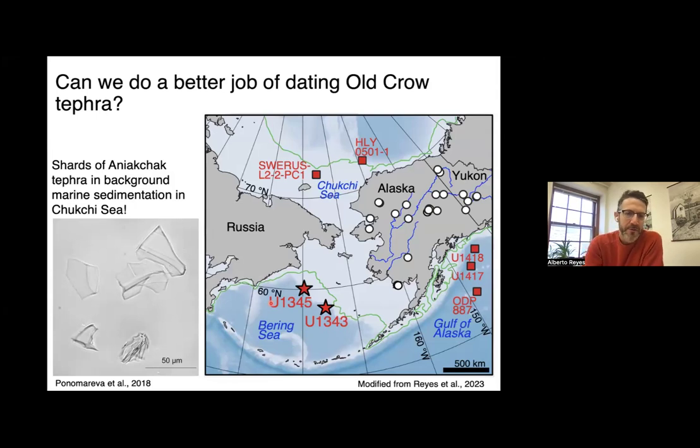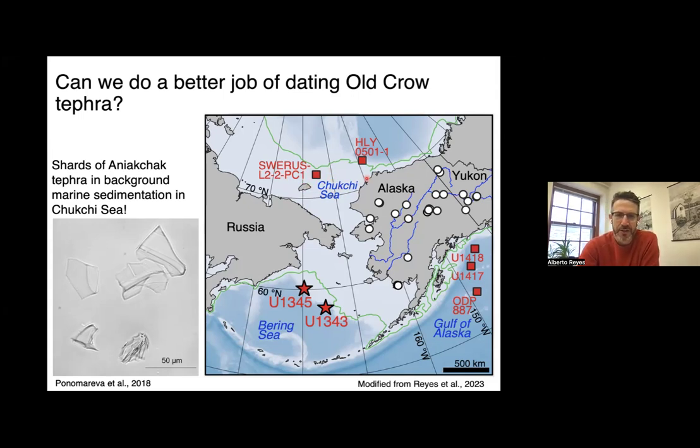So we were inspired by Vera Ponomareva, who is a Russian tephra chronologist and published a nice paper in 2018 based on some late Holocene cores in the Chukchi Sea. What was really fascinating in Vera's paper is that there are shards of a tephra called the Aniakchak tephra. This is a mid-Holocene tephra that is present throughout the late Holocene just as background marine sedimentation. So these are detrital grains of Aniakchak tephra that are making their way, right now and throughout the late Holocene, into the Chukchi Sea, where they're deposited at that core site.